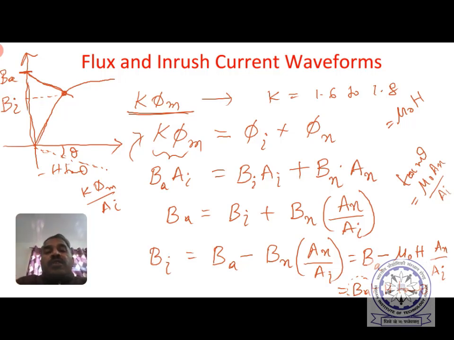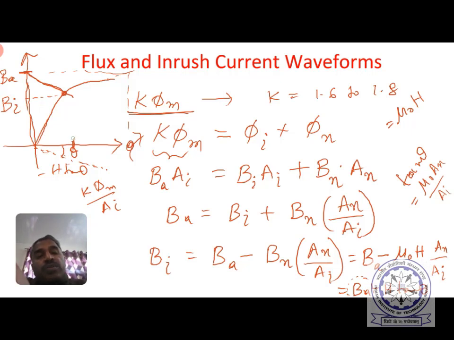So this is how the iron flux density can be found. Remember, if you take Ba entirely due to the iron only, then the current value estimated will be somewhere here. It is very huge. But because some flux goes through the non-magnetic path also, actual H is of less value. So this is the actual current, or H, corresponding to Bi. So this is how the magnitude of inrush current is estimated.